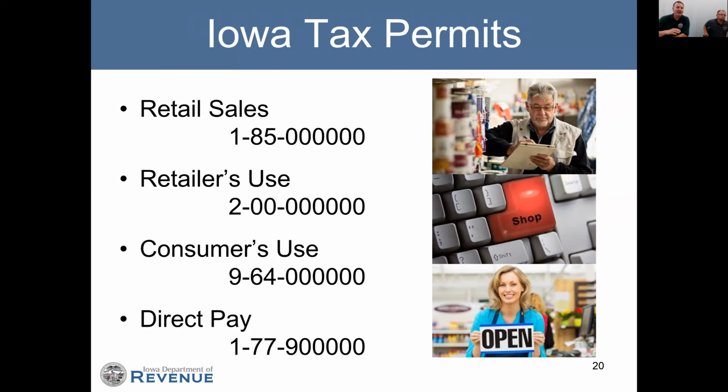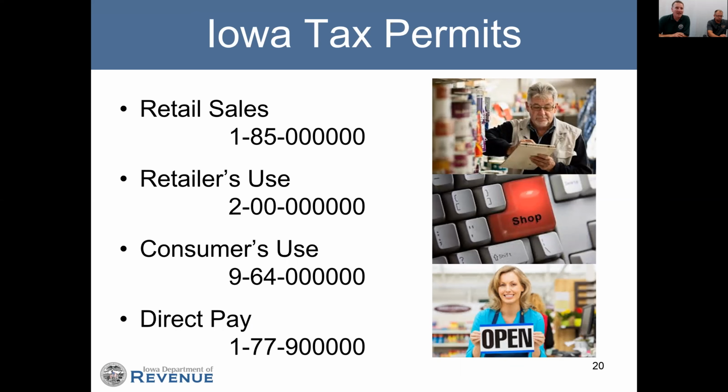Retailer's use tax, again, this is for businesses located outside the state of Iowa that are making taxable sales in Iowa. Their number always starts with a 2. It's going to be a 2, and then since they're out of state, it's going to be 00, and it's going to have 6 digits after that. That's, again, for an out-of-state business to collect and remit Iowa tax.